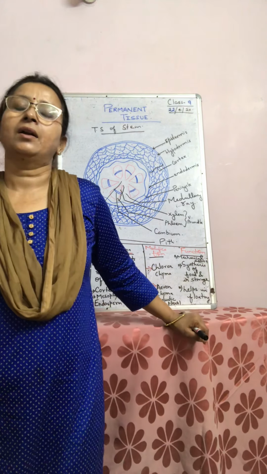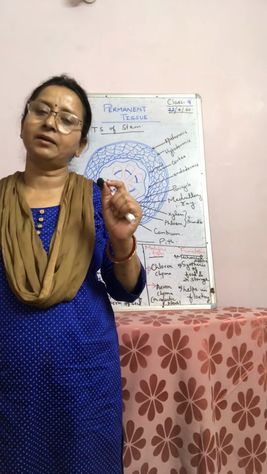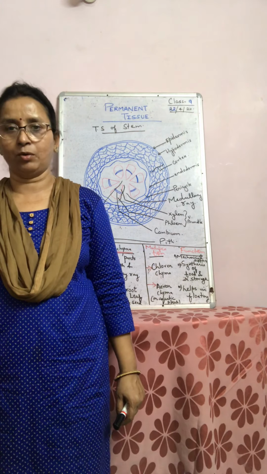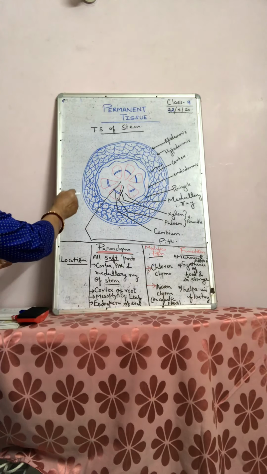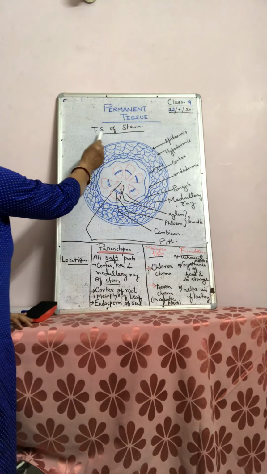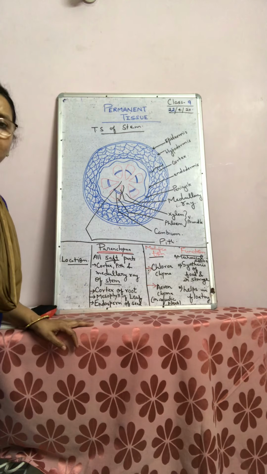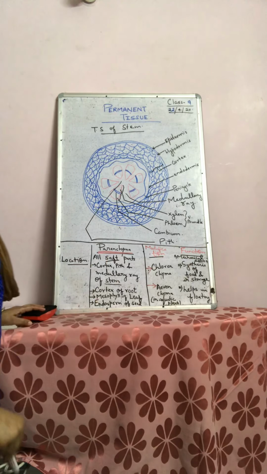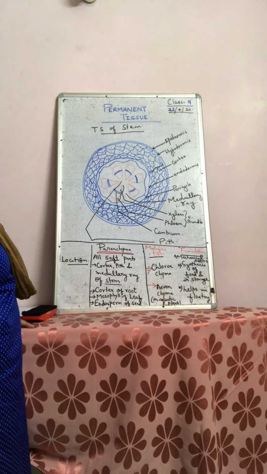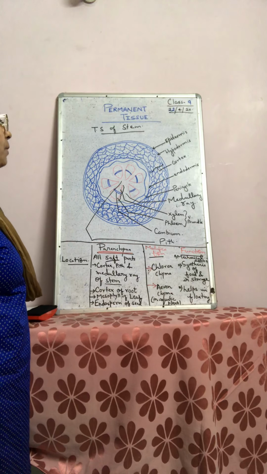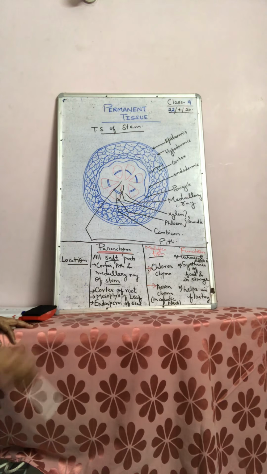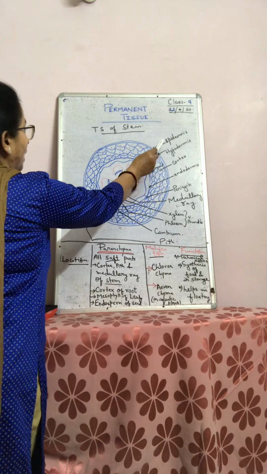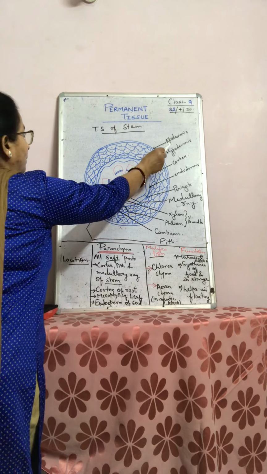When you cut a transverse section, take a thin slice of any stem and observe it under a microscope after preparing a temporary mount, you will find this type of structure. This is the transverse section of stem. The outermost covering of this slice is the epidermis.